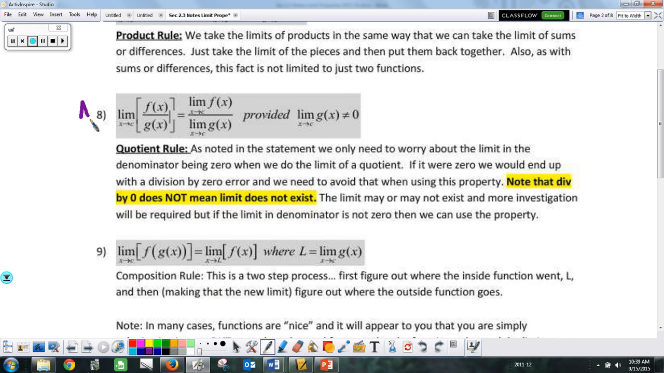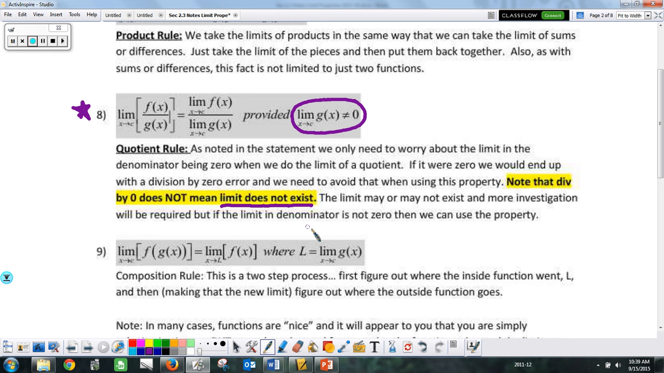Now here we just have to be careful, and what we have to be careful of is whenever the denominator is 0. If the limit on the top exists and the limit on the bottom exists, and the limit on the bottom function is not 0, then the limit of a quotient is the quotient of the limits. Now notice that this is not saying that the limit does not exist if we do have 0 in the bottom. Remember that limits exist provided we have a removable discontinuity.